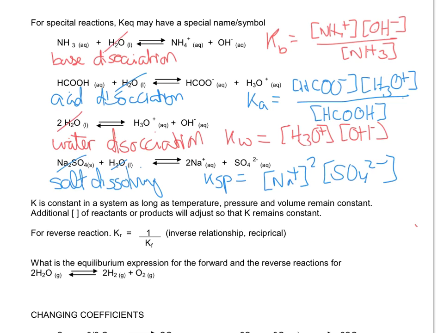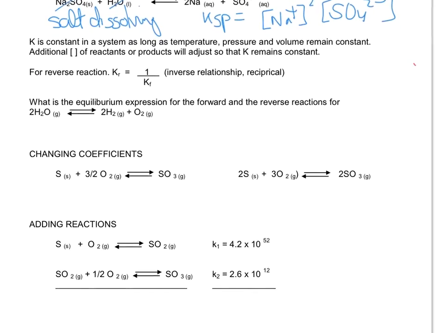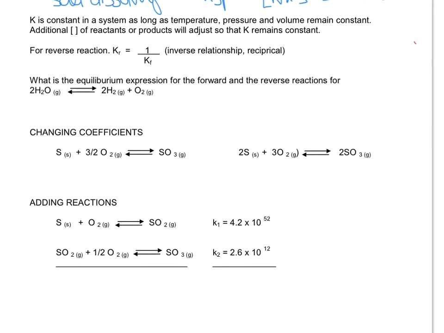So all these Ks are constants. They tell us what the concentrations are, the ratio of concentrations of products to reactants at equilibrium. K is always going to be a constant as long as your temperature is the same. I know here it says pressure and volume remain constant. Actually, don't worry about that. I would cross that out right here. K remains constant at the same temperature. If you change the temperature, K changes. If you change the pressure or the volume, K does not change accordingly.